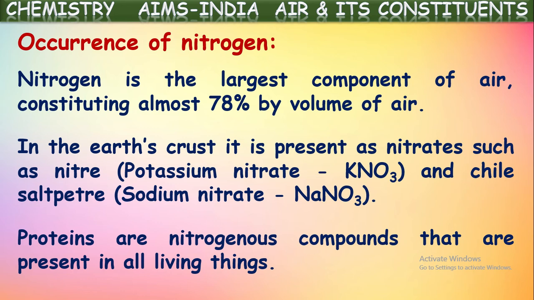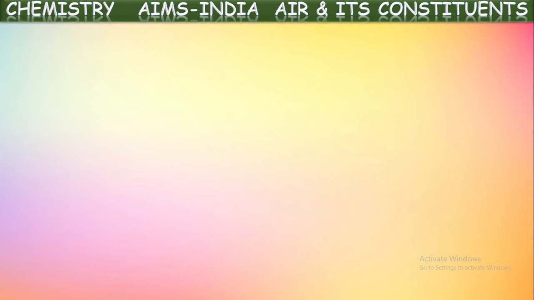Okay, it is there in living things. It exists in the earth crust in the form of compounds. Even it is there in the free state in the atmosphere. In this way, nitrogen occurs in different forms.